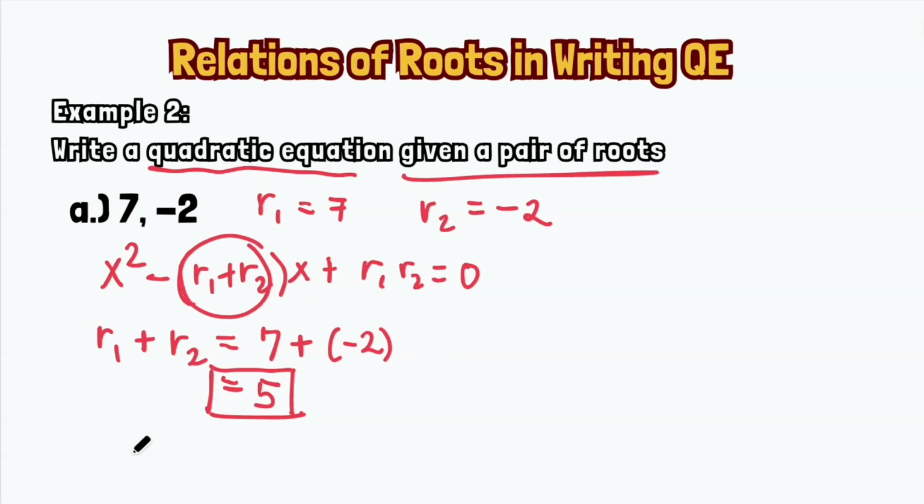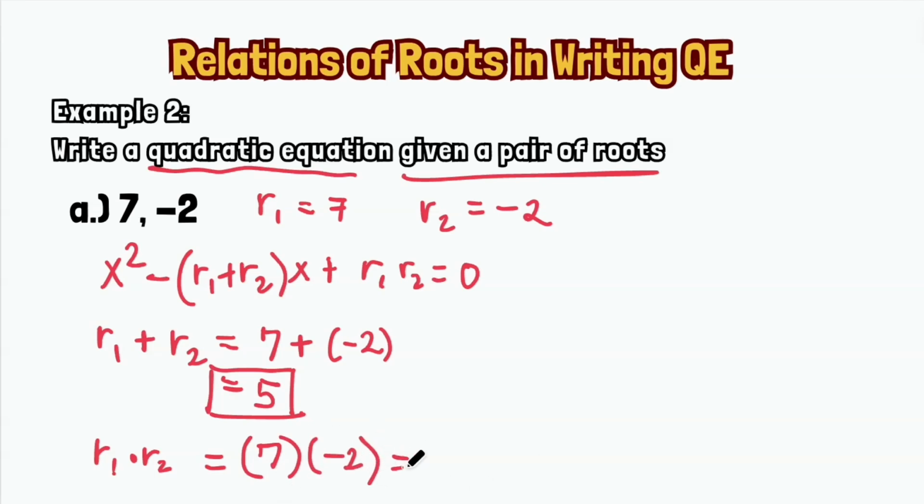So next, we have the product of the two roots. Root 1 times root 2 is equal to 7 times negative 2. So when we multiply them together, 7 times negative 2 is negative 14. By the way, this one will change mamaya ng negative 14. Then ang gagawin natin, we will change our equation, and this is gonna be our equation.